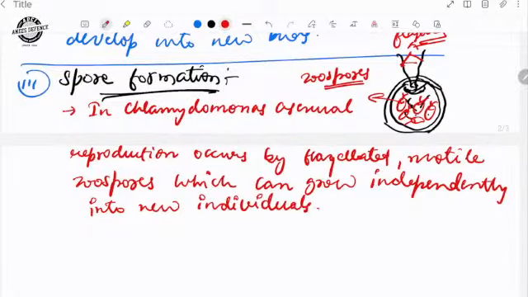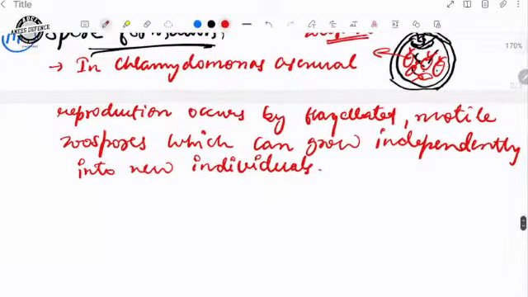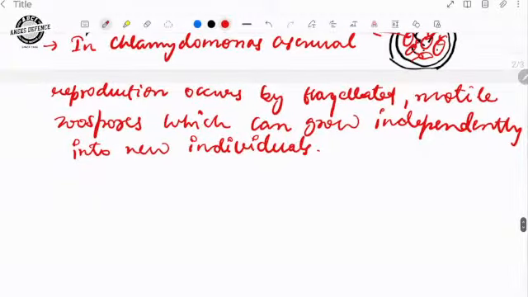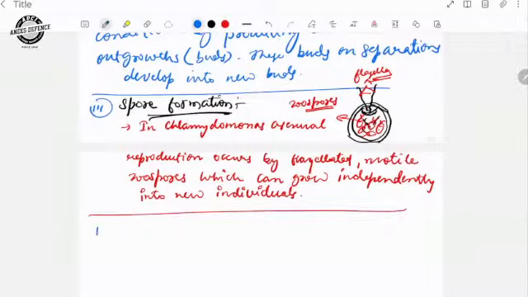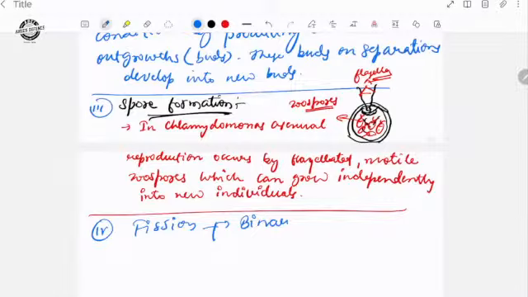We can write here. Okay, understood? There is something more we can include here, that is fission. Okay, fission is of two types. One is binary fission and second is multiple fission.